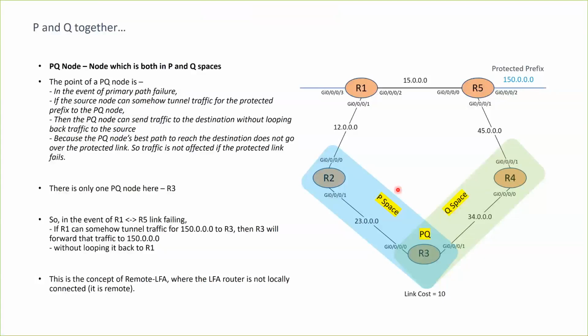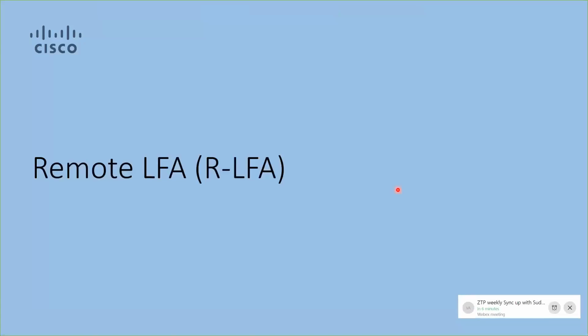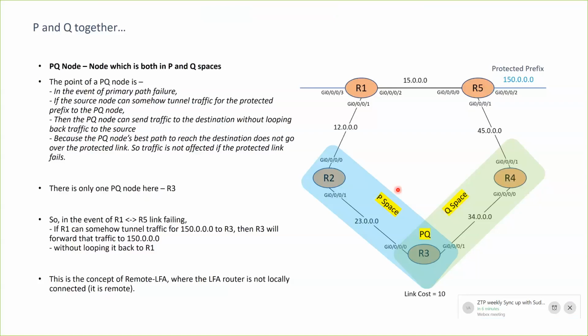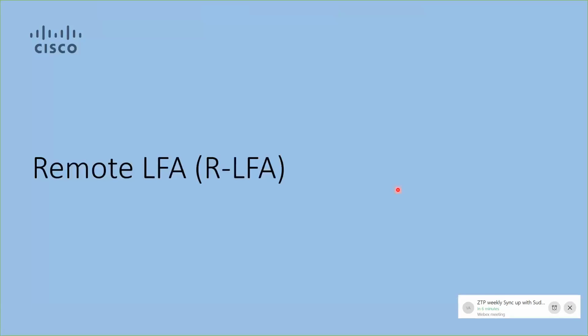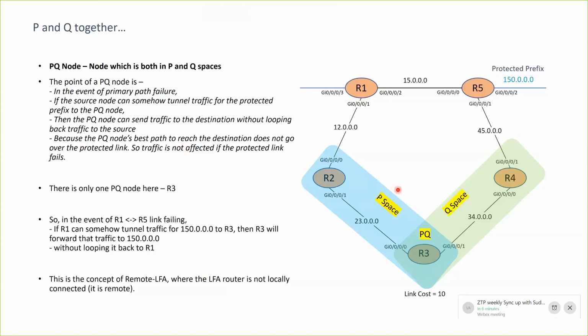Okay, so now how does R1 send traffic to R3? R3 is remote, right? R3 is not directly connected, so that's why this is called remote LFA. With local LFA, you could send traffic to your directly connected neighbor. That's why it is local. It is locally connected to you. But in this case, R3 is not locally connected, it's remote, so remote LFA.